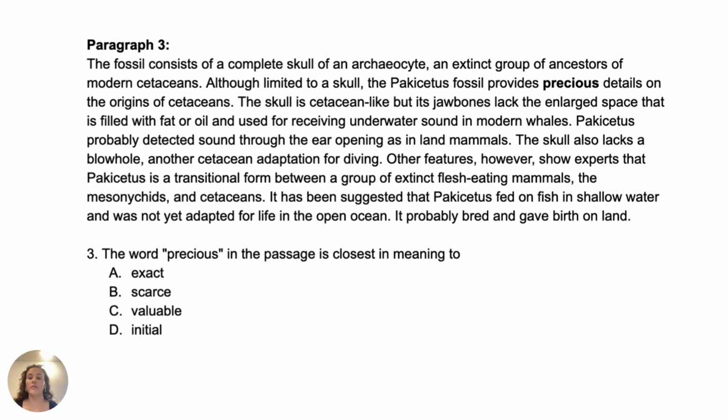Okay, then we choose one of the answers and we try it out in the sentence. So I'm going to choose valuable because it's a good thing, an important thing, something that we like. So I'm going to try that in my sentence. Although limited to a skull, the Pakicetus fossil provides valuable details on the origins of cetaceans. Does that sound right? It does. And that is the correct answer.